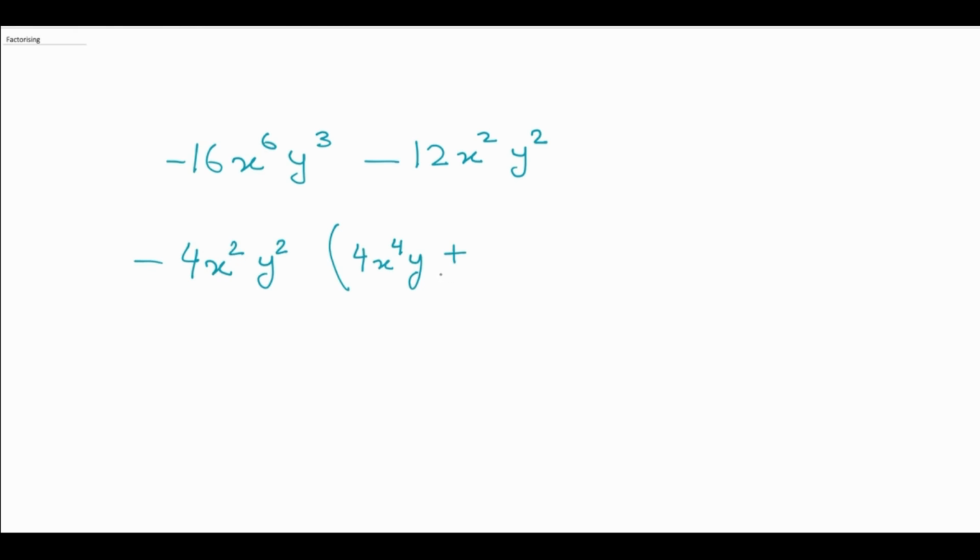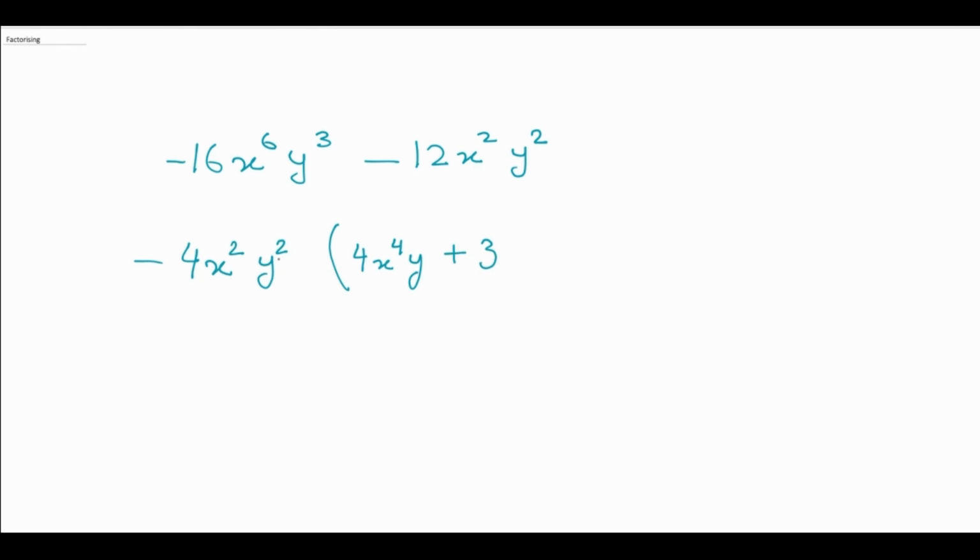Let's now have a look at our numbers. 4 times what gives me 12? 4 times 3 will give me 12. Then let's have a look at our letters, starting with the x. X squared times what will give me x squared? Well, x squared times 1 will only give you x squared. So I don't need to put in any letters over here.